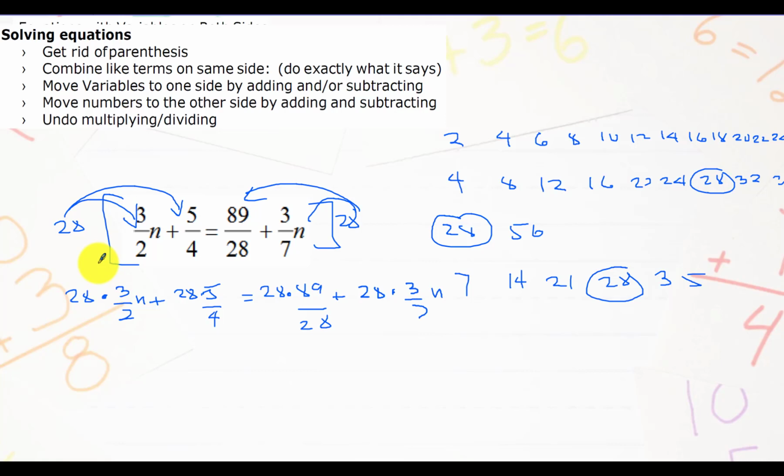Alright, next, simplify our 28 times 3 over 2. We'll get 42. Bring down n. Next, we multiply 28 times 5 over 4. We are going to get 35. 28 times 89 over 28 is just equal to 89. And then 28 times 3 over 7n, we are going to get 12n.